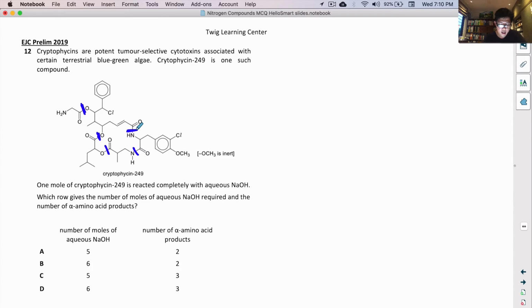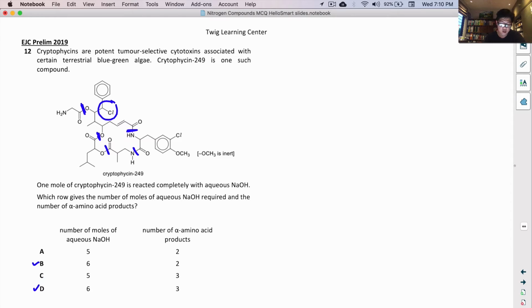It's kind of tricky. 1, 2, 3, 4, 5 moles of sodium hydroxide are already needed, but actually this one can undergo nucleophilic substitution. The Cl can be kicked out and replaced with OH, so actually you need 6. So it's either B or D.